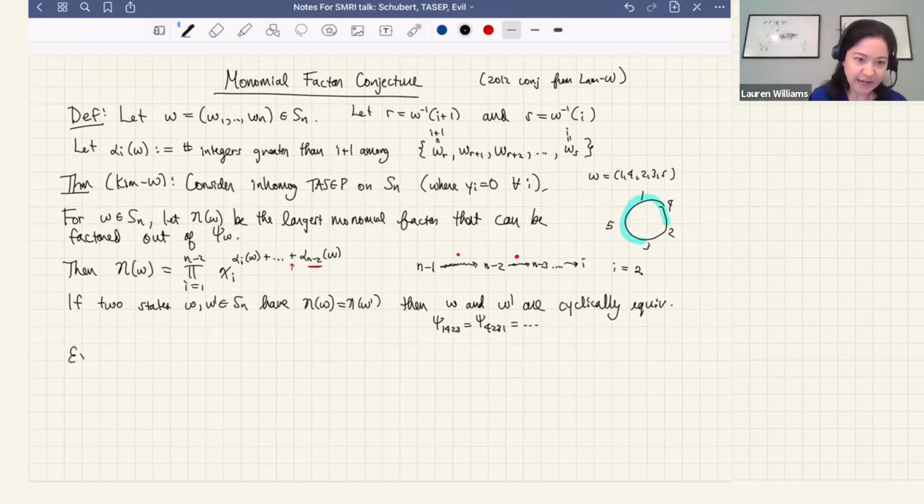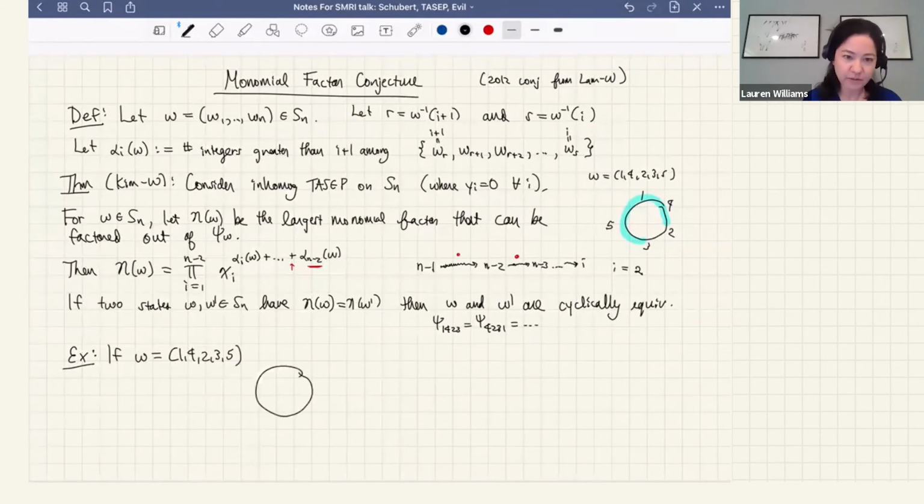So that's what I mean by cyclically equivalent. Okay, so let me do a tiny example. Let's stick with that example. W is 1, 4, 2, 3, 5. So we can put our numbers on the circle as I did before. And then to compute alpha_1, I'm going to start at 2, and wrap around until I get to 1 and count how many numbers are bigger. So I saw 2 bigger numbers, 3 and 5.